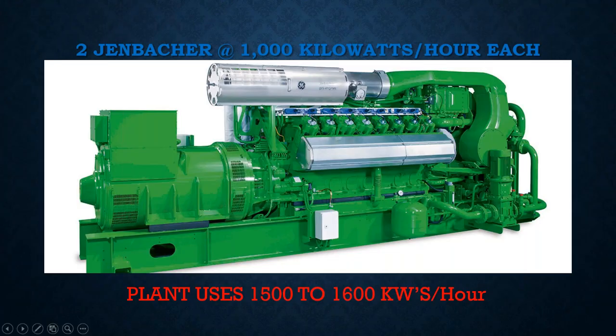We also installed two Jenbacher engines. These will be burning methane also to produce electricity for the plant. We're hoping to be at least 80% sufficient on our own and only bring in about 20% from First Energy or Toledo Edison. And the hope there is to save a lot of money on our electric bills. Those are rated at 1,000 kilowatts an hour each, and currently our plant uses between 1,500 and 1,600 kilowatts an hour.